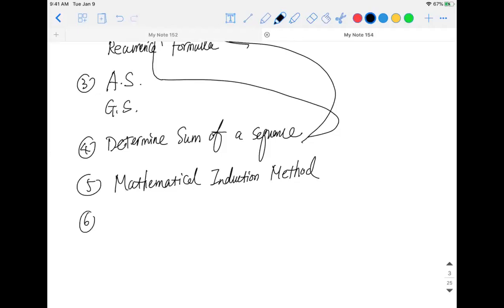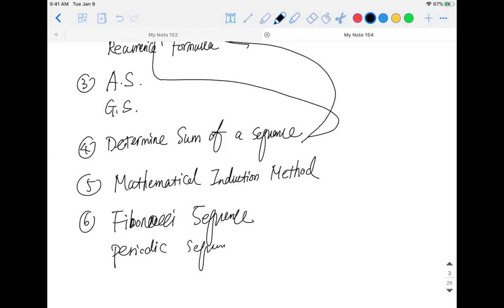And we're also going to introduce some advanced sequences like the Fibonacci sequence and the periodic sequence. These are very important sequences. You're going to see them from time to time. All right, so this is a quick overview of what we are going to discuss in our following lectures.